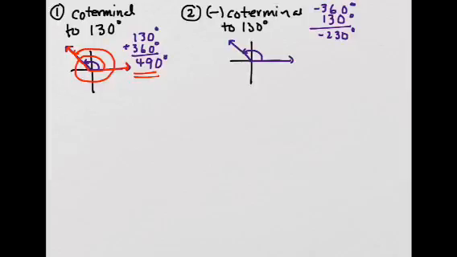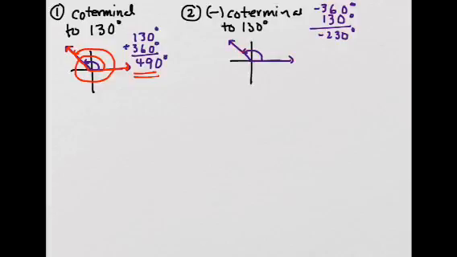So for number 2, they want a negative coterminal angle to 130. So what I did is I subtracted 360 from 130, and you see the work right here. Okay, so you end up with negative 230. Here's the positive 130 right here. Initial side is your 0 right here. This is the terminal side.